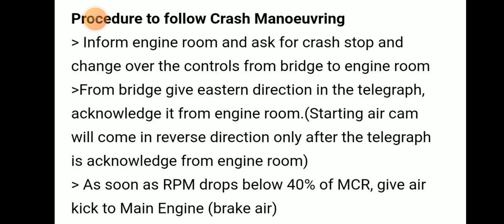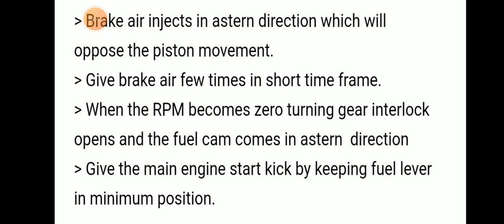As soon as the RPM drops below 40% of maximum continuous rating, then give an air kick to the main engine, that is brake air. The brake air is injected in the astern direction, which will oppose the piston movement. To stop in a short time frame, we will give brake air a few times.